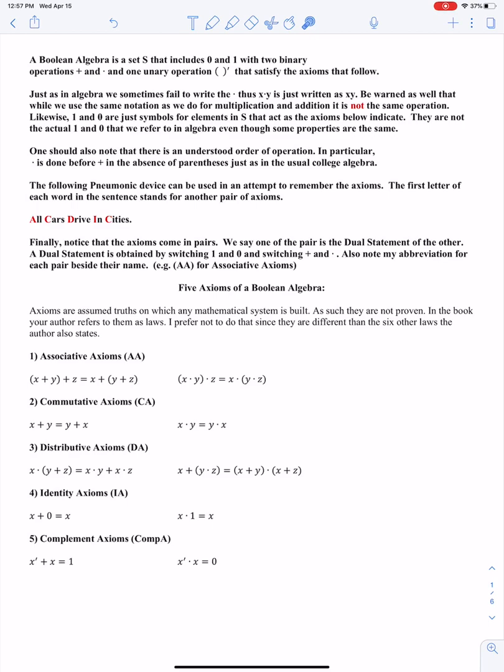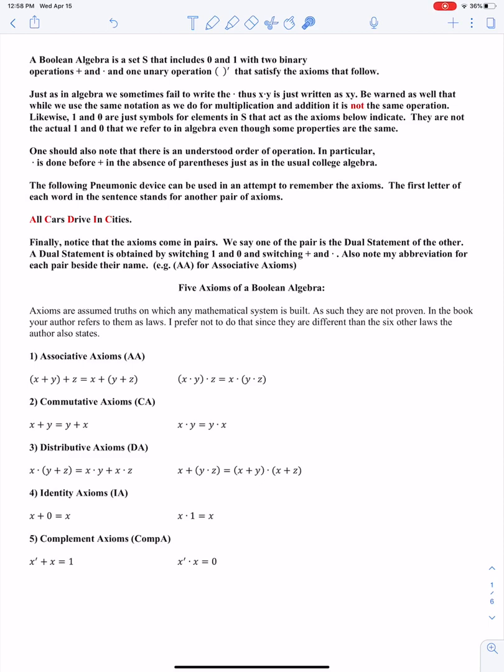And that's gotten by, again, everywhere I see a dot, I replace it with a plus and vice versa. And so what we get is x plus (y dot z) is what? (x plus y) dot (x plus z). Now that is a property that is not true in college algebra, but is true in a Boolean algebra. And what that means is we get some funny results. Okay, some surprising results.